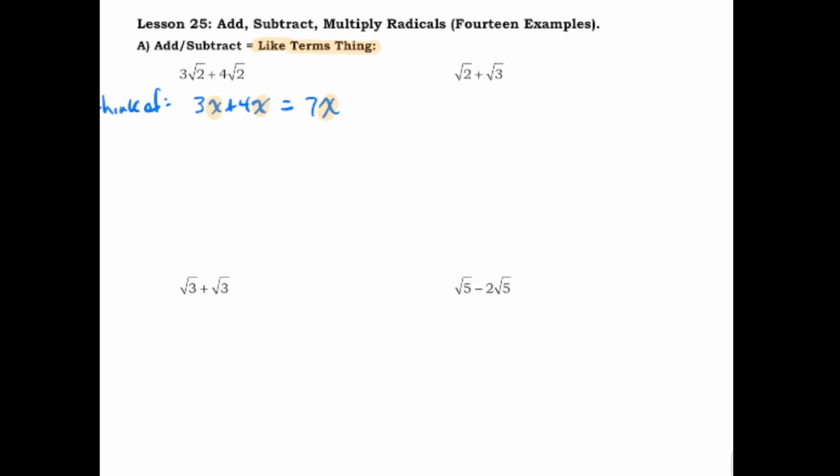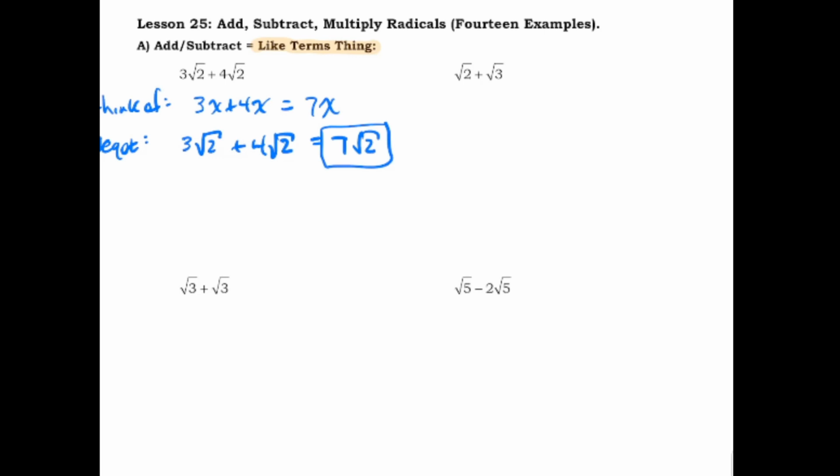It's all like terms. Well, it's also like terms here. We got 3 times not an x but a root 2, plus 4 times not an x but a root 2. And so what we get is 7 times not an x but a root 2. So it's just like adding like terms. The radicals are going to be kind of like taking the places of x's in terms of how we apply this rule.